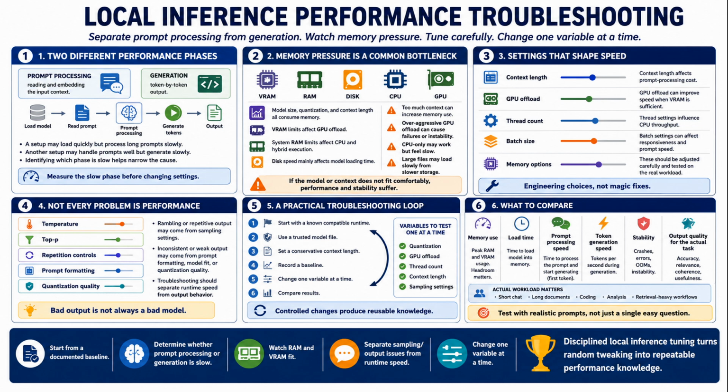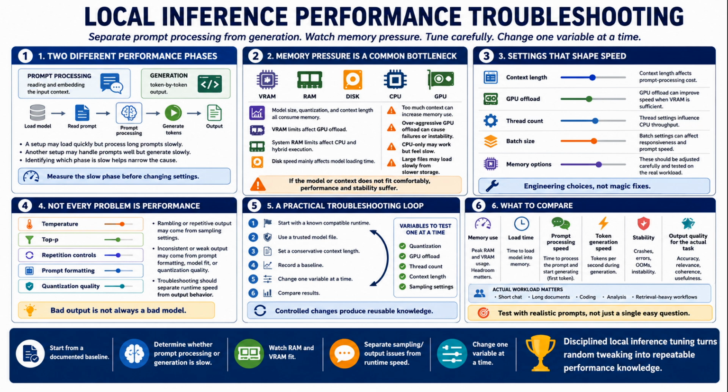Memory pressure is one of the most common problems. A model, quantization, or context length may exceed available RAM or system RAM. GPU offload settings may be too aggressive, causing failures or instability. CPU-only execution may work but feel slow. Disk speed can affect model loading time, especially with large files. Batch size and thread settings can help, but they should be adjusted carefully and tested with the actual workload.